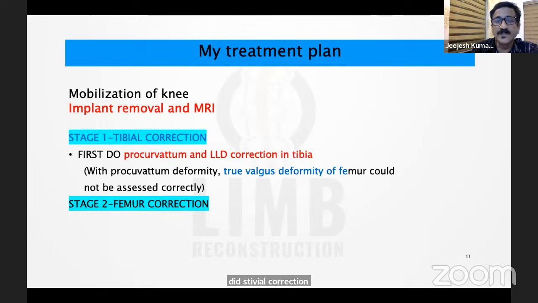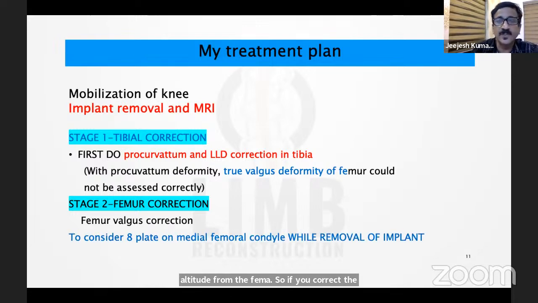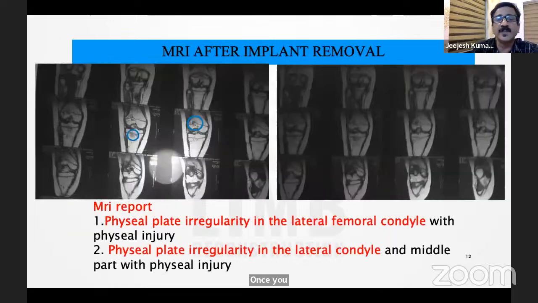Because the procurvatum deformity can mask the valgus deformity of the femur. So if you correct the femur deformity first, you may end up with an undercorrection. So I did the procurvatum deformity correction first, followed by the femur correction. You can also consider 8-plate once your deformity is corrected to further prevent recurrence. So this is the MRI after the implant removal. You can see the physeal plate irregularity in the lateral femoral condyle as well as the tibial lateral condyle.